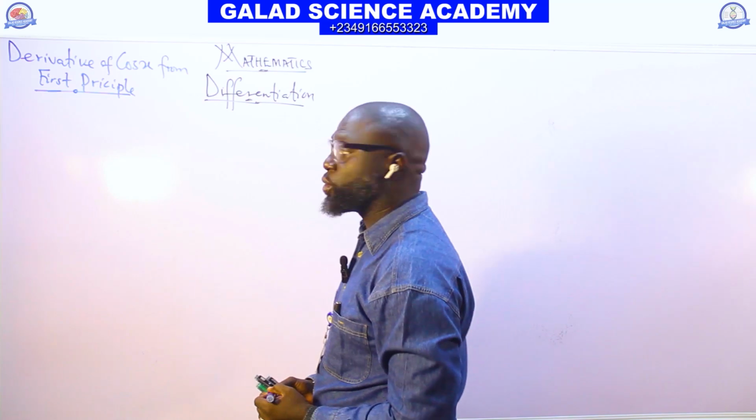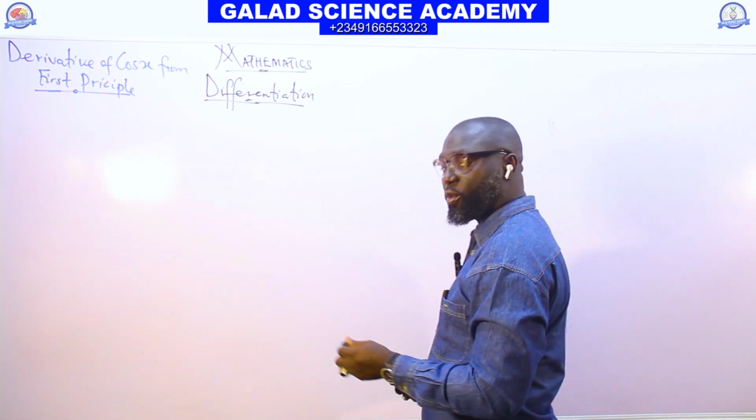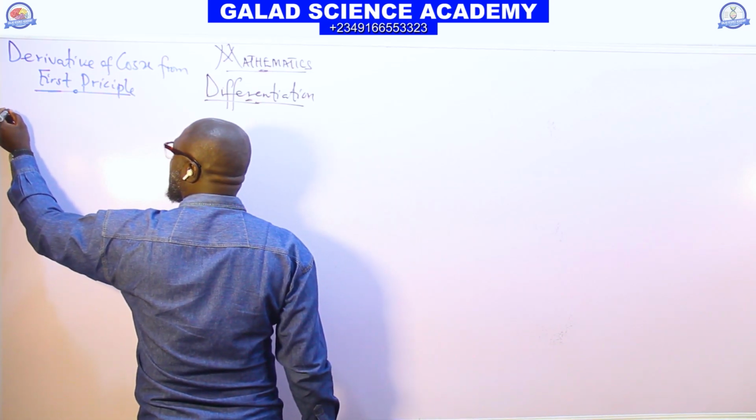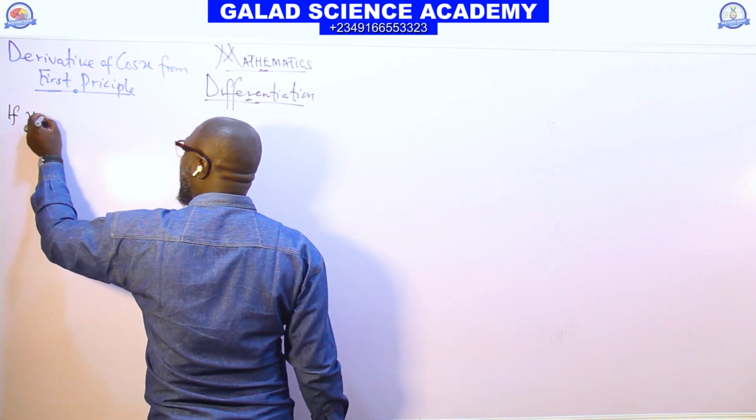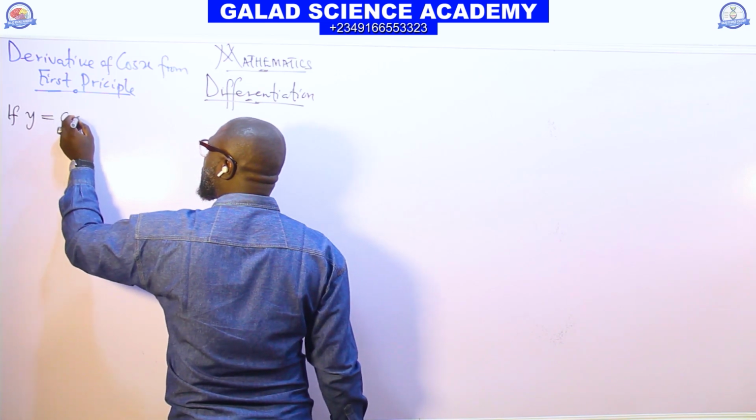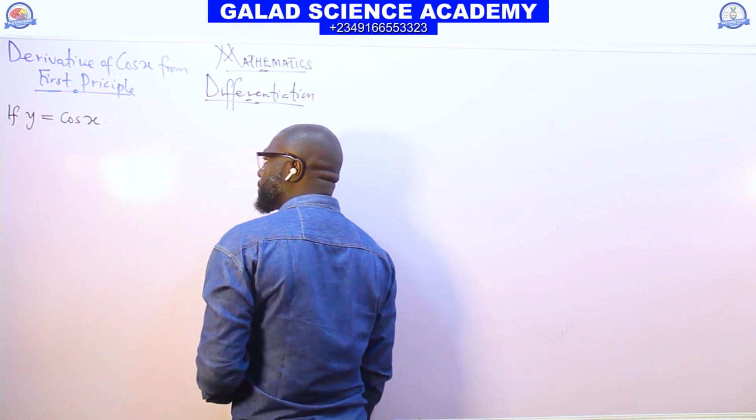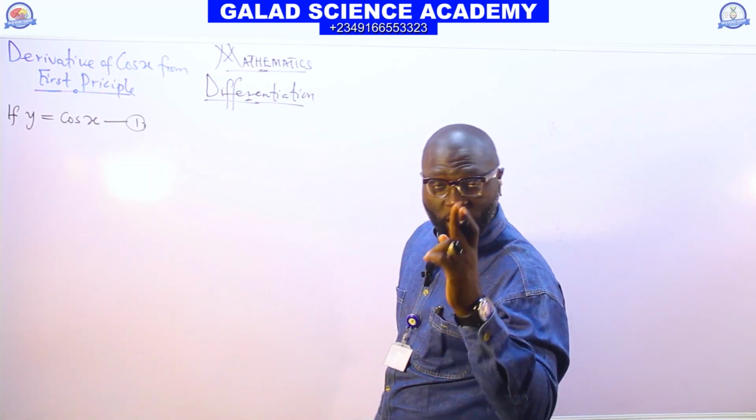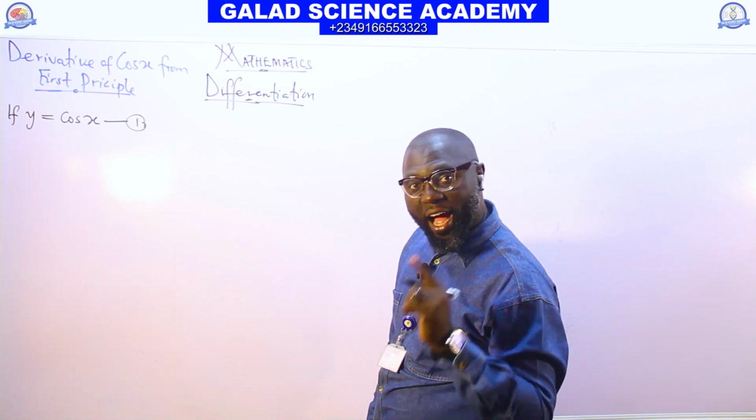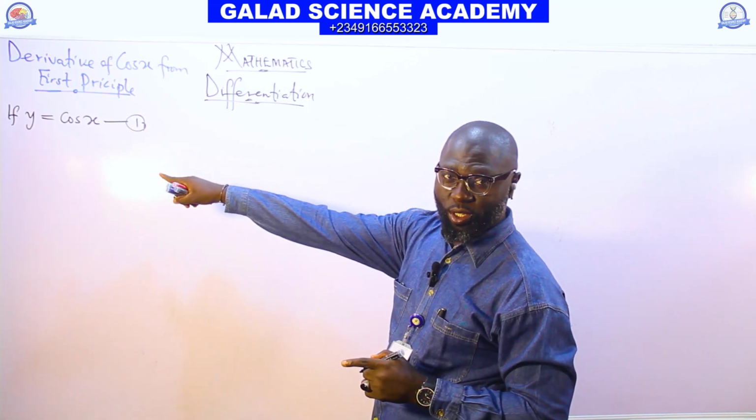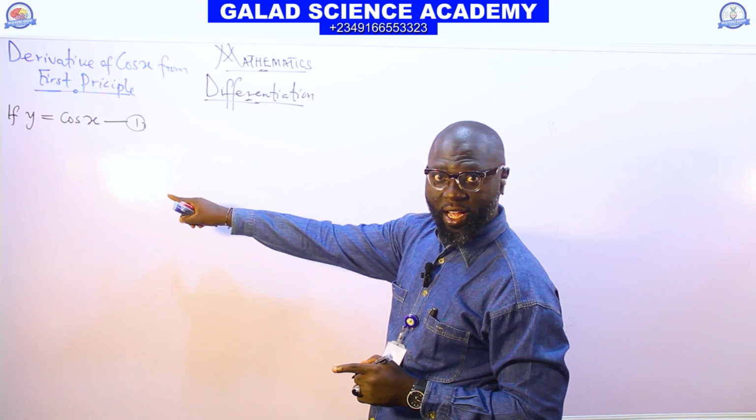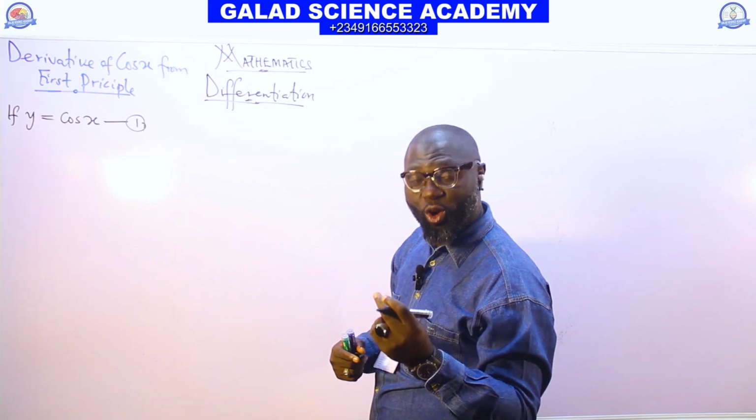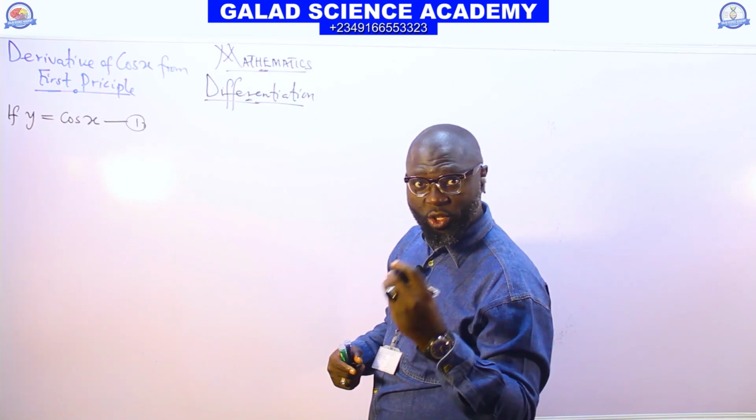So, if you want to differentiate cos x by first principle, if y is equal to cos x, we call it equation 1. The next step is you add an increment to y, and also add it to x. The increment is the small change, called change in x and change in y.